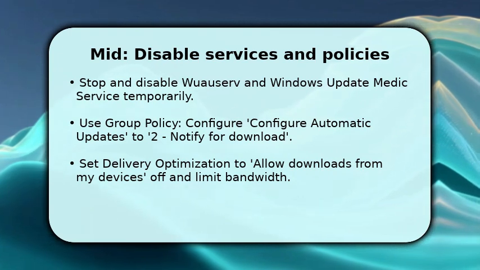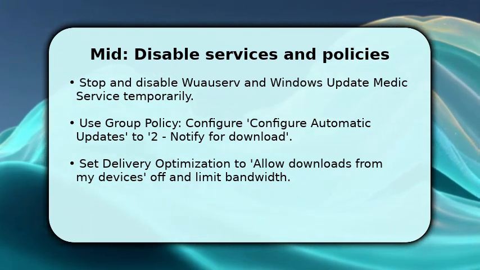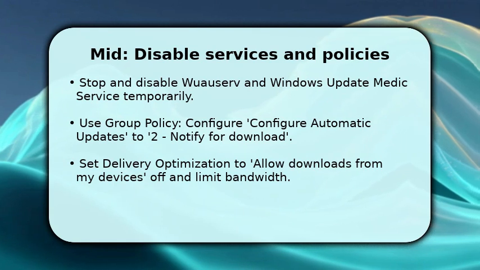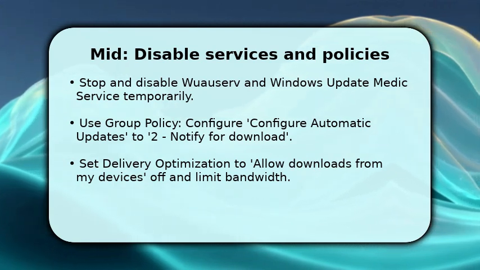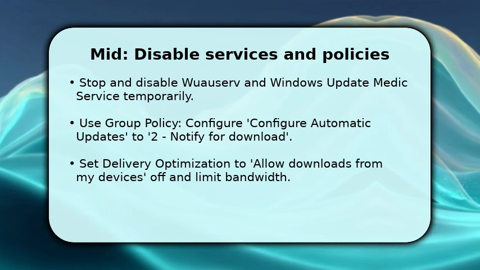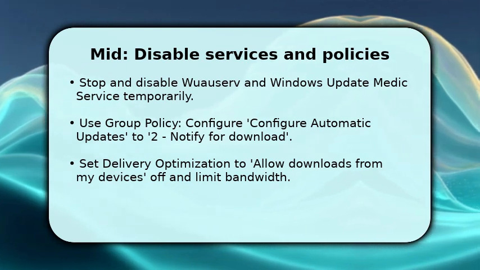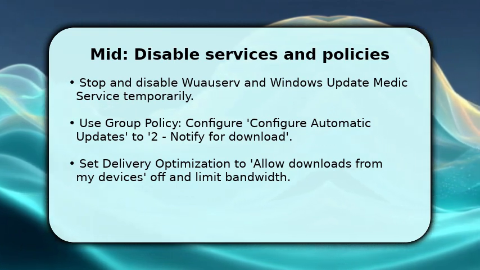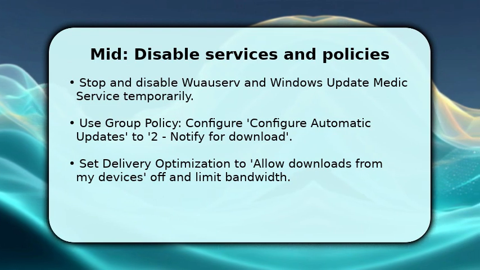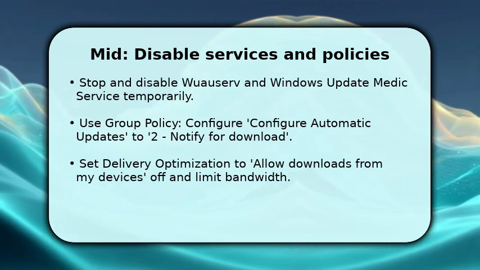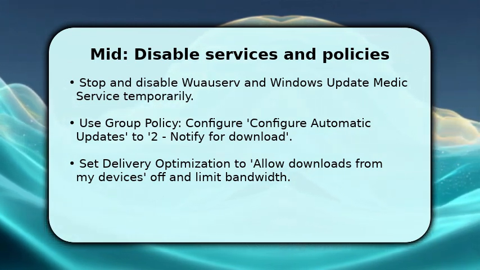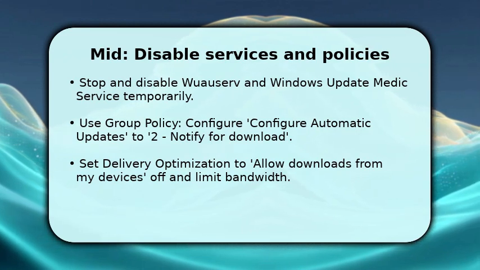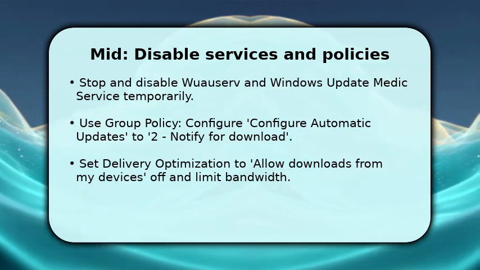Next, open gpedit.msc. Under Computer Configuration, Administrative Templates, Windows Components, Windows Update, set Configure Automatic Updates to notify for download so you control installs. Also disable Delivery Optimization and Peer Distribution to prevent background transfers. These controls prevent automatic restarts and downloads while keeping the system stable and manageable.